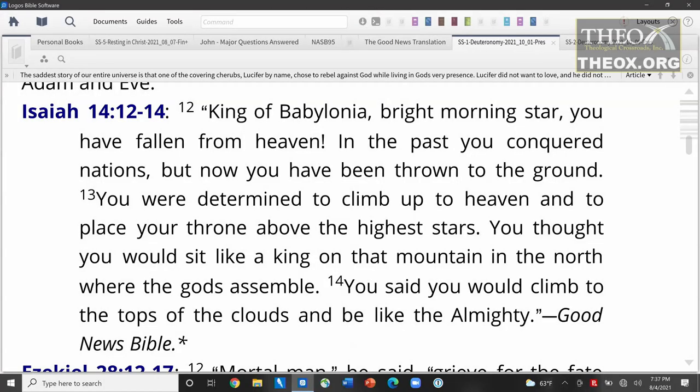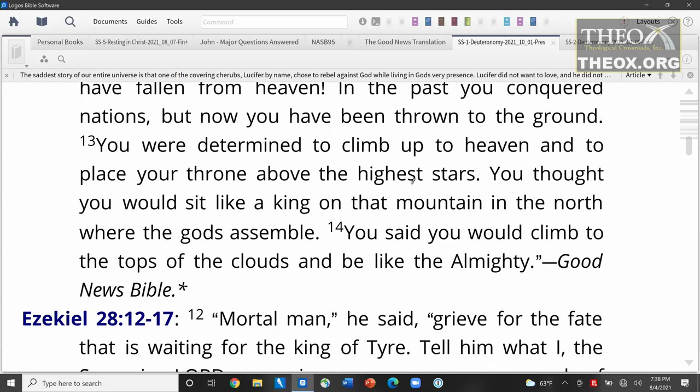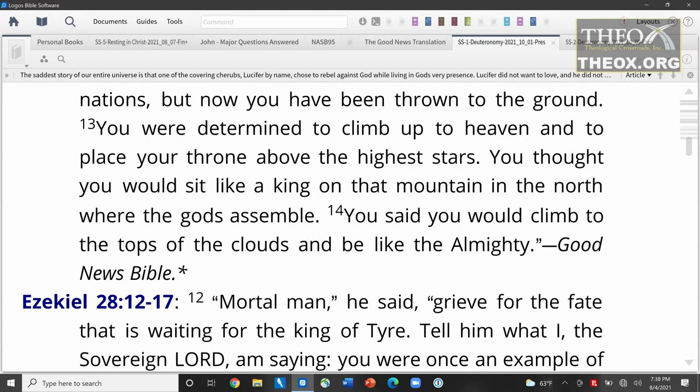In the past, you conquered nations, but now you have been thrown to the ground. You were determined to climb up to heaven and to place your throne above the highest stars. You thought you would sit like a king on the mountain in the north where the gods assemble. You said you would climb to the tops of the clouds and be like the Almighty.